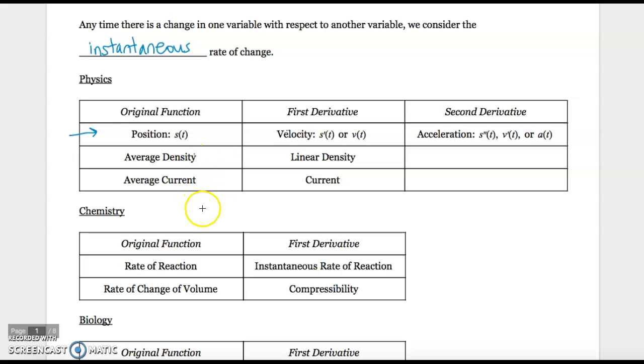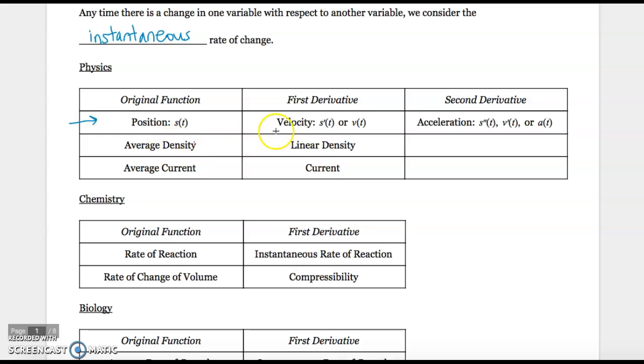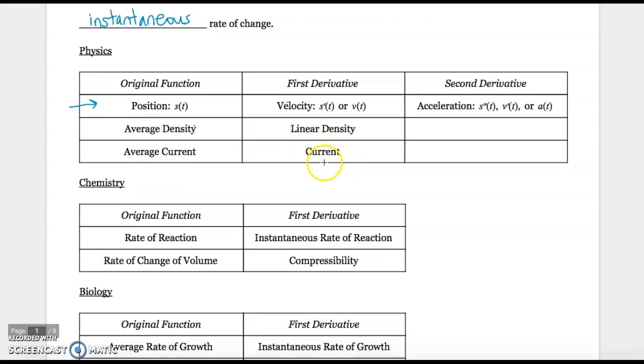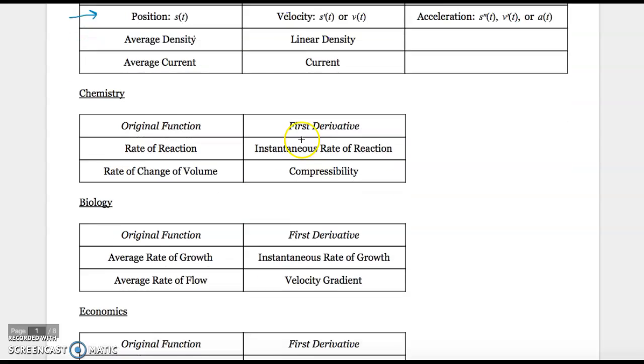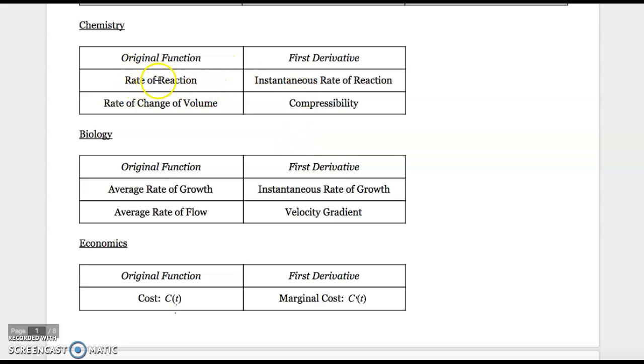There are some other topics covered in physics, chemistry, bio, and economics that associate with derivative functions. If you have the average density of something, its first derivative is the linear density. The average current of something in an electrical circuit, its instantaneous current would be your first derivative. In chemistry, the rate of reaction and the instantaneous rate of reaction, the rate of change of volume, so if something grows in volume over time, its first derivative would be the compressibility of that object.